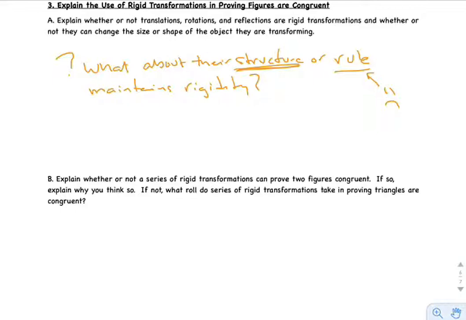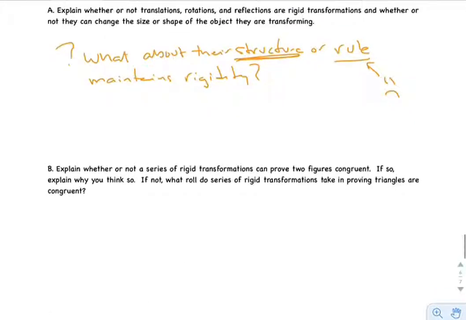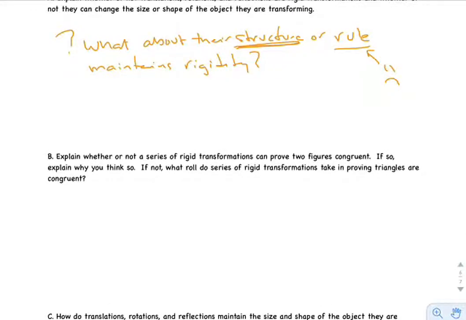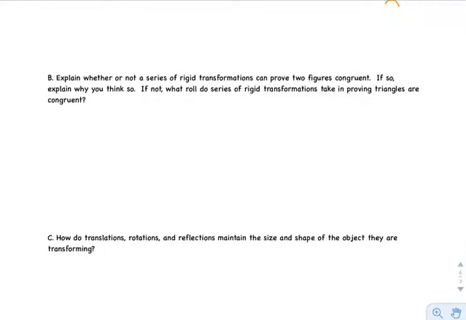Now the second part is really kind of straightforward. If they're rigid by rule, they don't change the shape they're transforming. But here's where maybe thinking about the role of congruency would take place. Oh, wait a minute, that's what the second question is asking about. So again, I'm not going to tell you the answer here. We can have a conversation about it. So if you need to explain whether rigid transformations can prove figures congruent, you need to review your answer to number one.